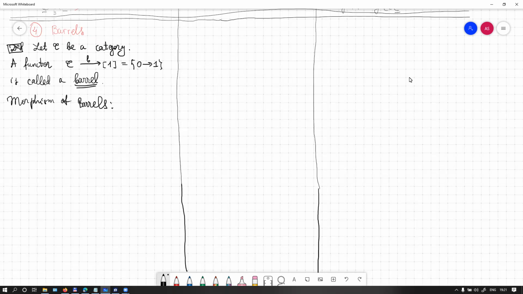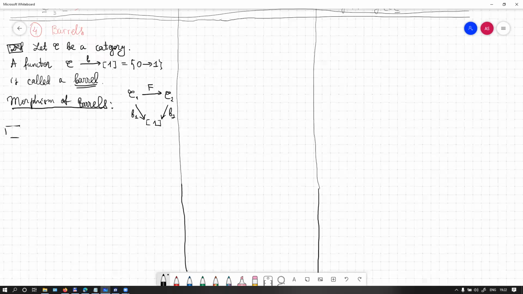A morphism of barrels is given by a functor between source categories. So here is category C1, here is category C2, here is your category 1, here is your barrel B1, here is your barrel B2, and here's functor F. So this is a morphism of barrels.